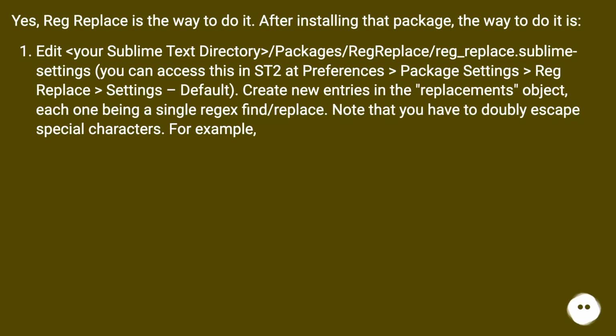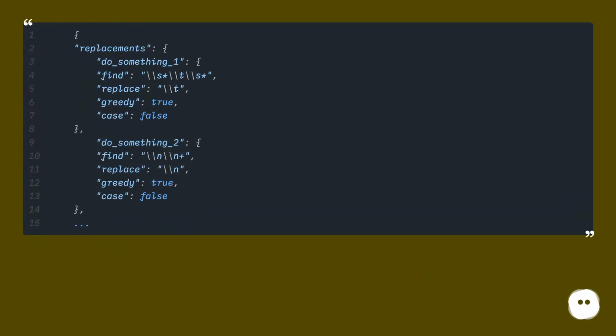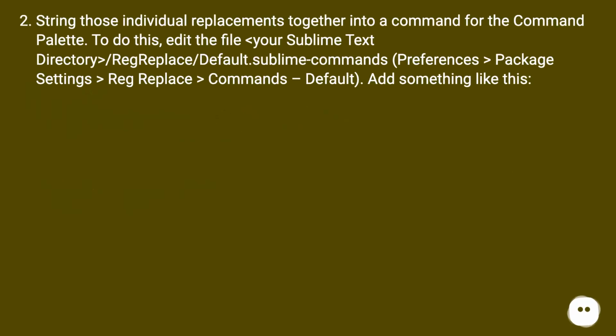For example, string those individual replacements together into a command for the command palette. To do this, edit the file reg_replace.sublime-commands, Preferences > Package Settings > Reg Replace > Commands, Default. Add something like this.